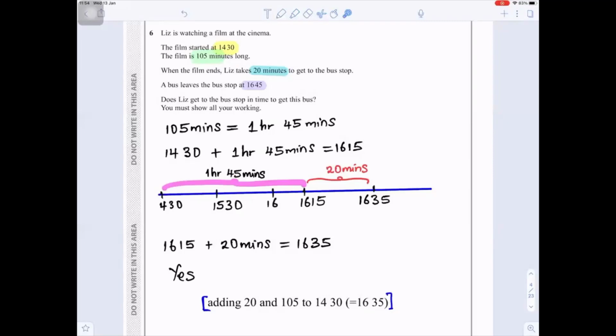Question number 6. Liz is watching a film at the cinema. The film started at 14:30. The film is 105 minutes long. When the film ends, Liz takes 20 minutes to get to the bus stop. A bus leaves the bus stop at 16:45. Does Liz get to the bus stop in time to get this bus? You must show your working.